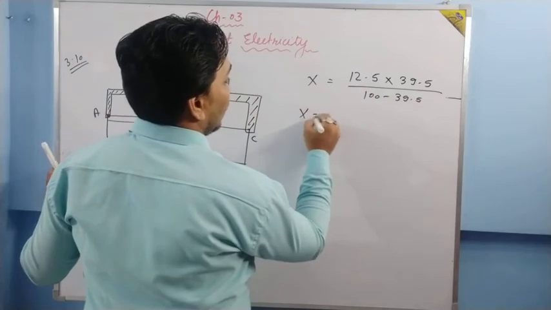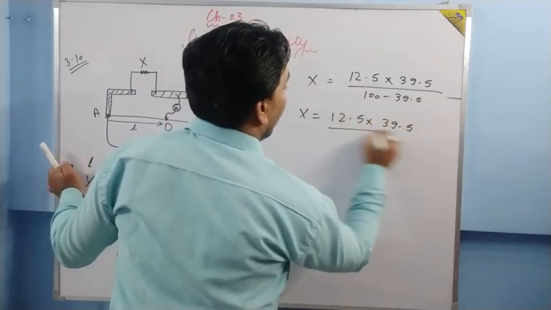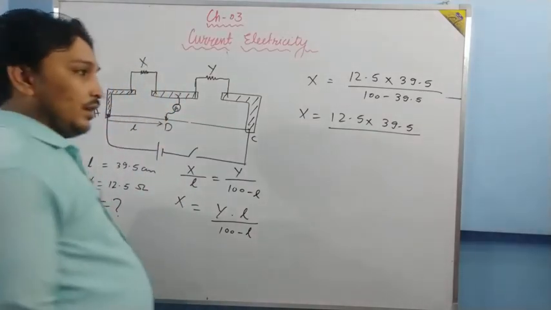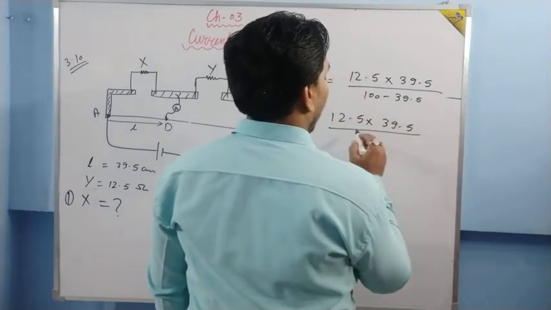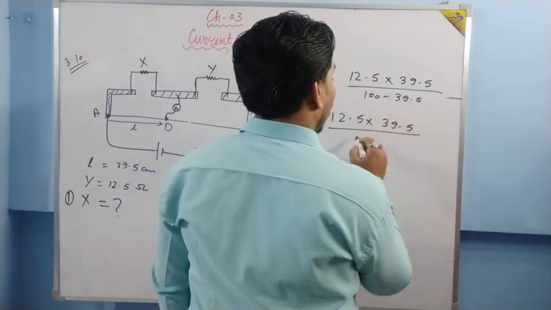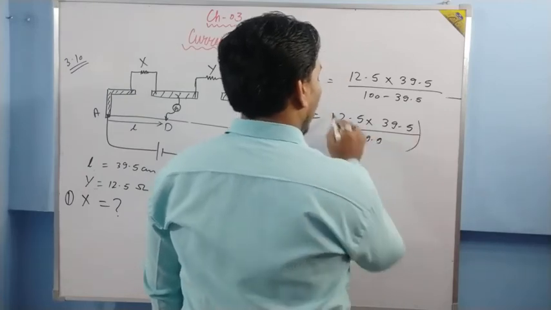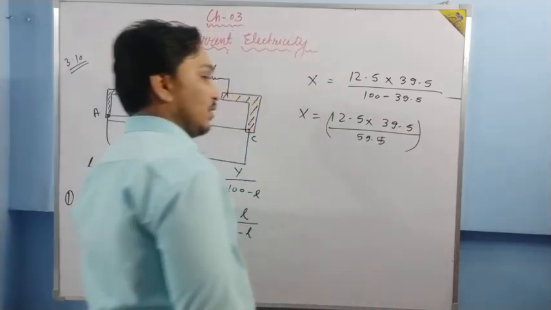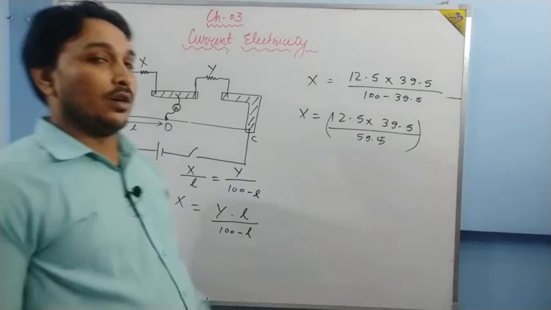How much will it be? 12.5 multiplied by 39.5 upon 100 minus 39.5. If you subtract, how much will we have? If it had been 40, that would be 60. Now out of 60, 59.5, sorry. So basically, you have to solve this, and we'll get the value of X.